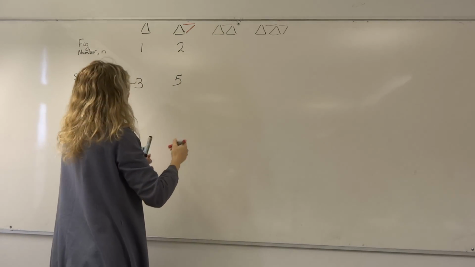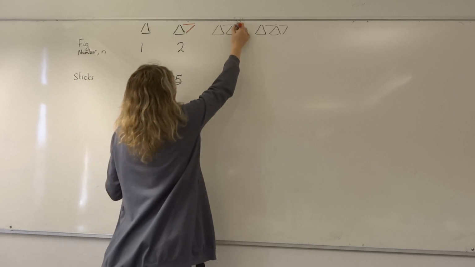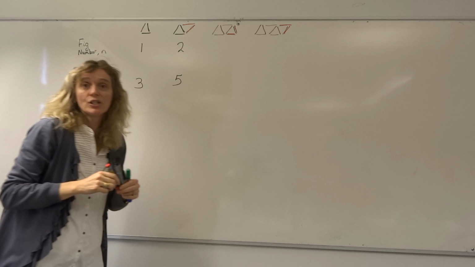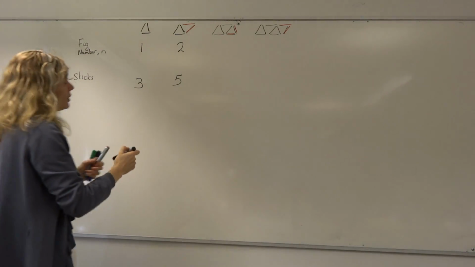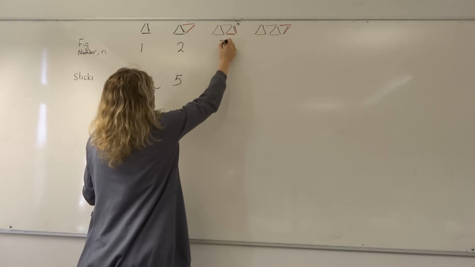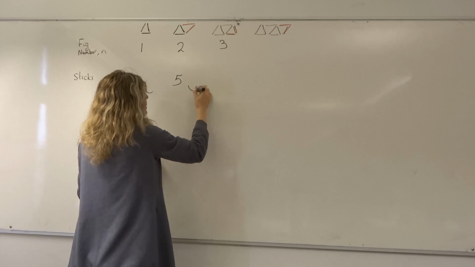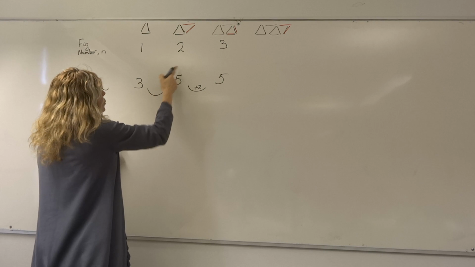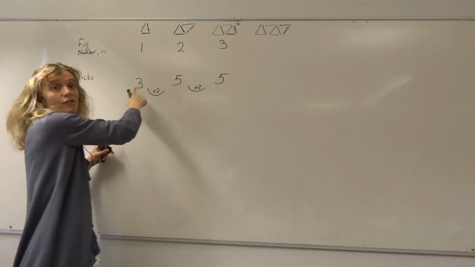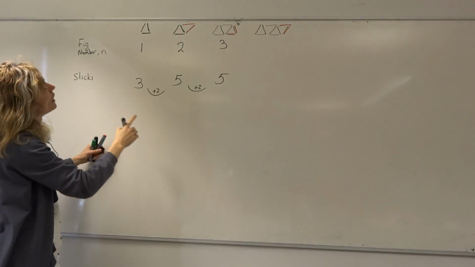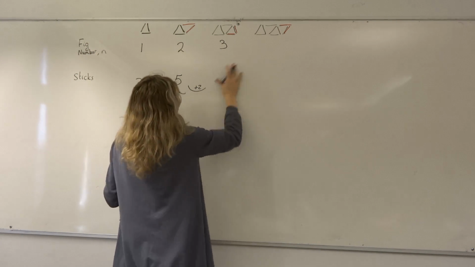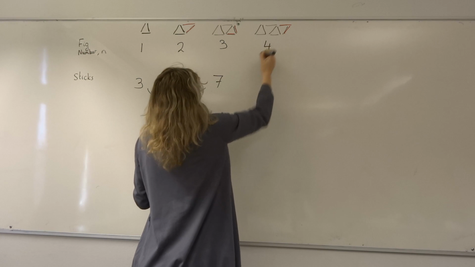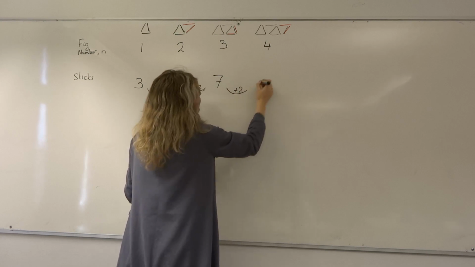We can see that in figure number 3 we've added 2 matches again, and in figure number 4 we've added 2 matches again. So we can see that there's a pattern. Figure number 3 has 2 more matches, so we get 5 matches. Figure number 2 had 2 more matches than figure number 1. Whoops, 5 plus 2 is not 5, it's 7. And figure number 4 would have add 2, 9 matches.